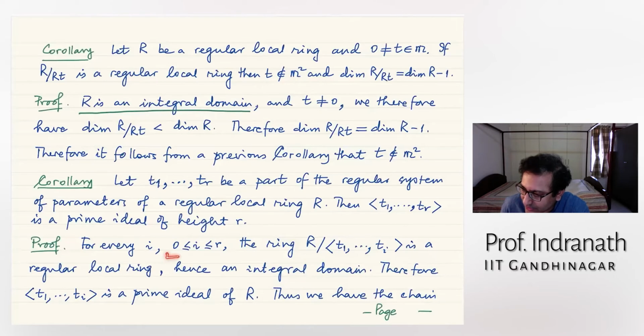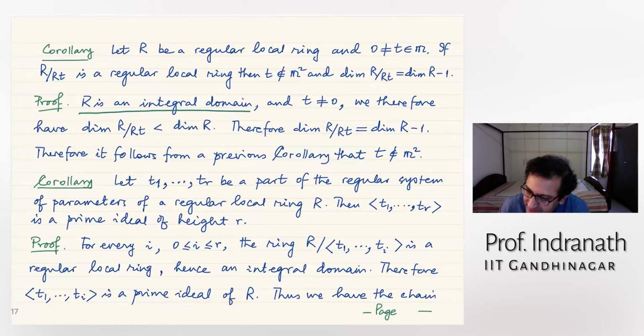For every i between 0 and r, you have this quotient ring is a regular local ring. Why is that true? You are given that this is a part of a regular system of parameters. What is that we are using here? Okay, let us assume it for the time being. So this is an integral domain, and therefore it's a prime ideal.